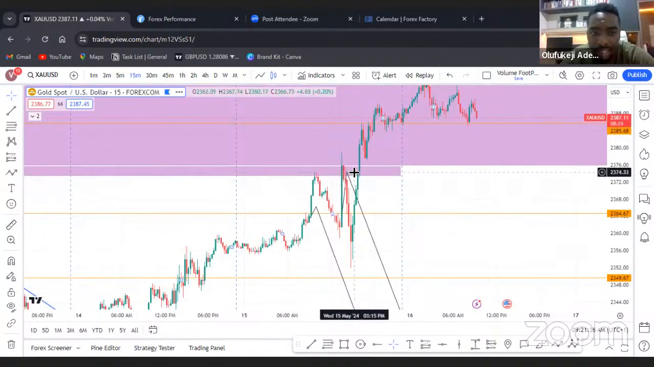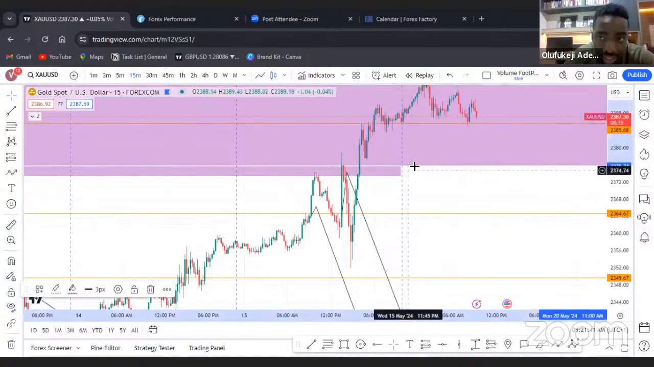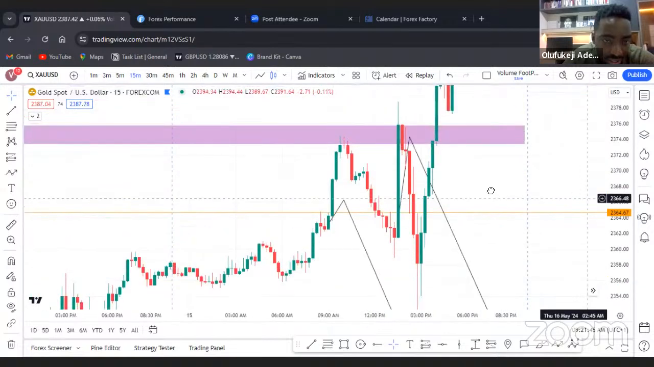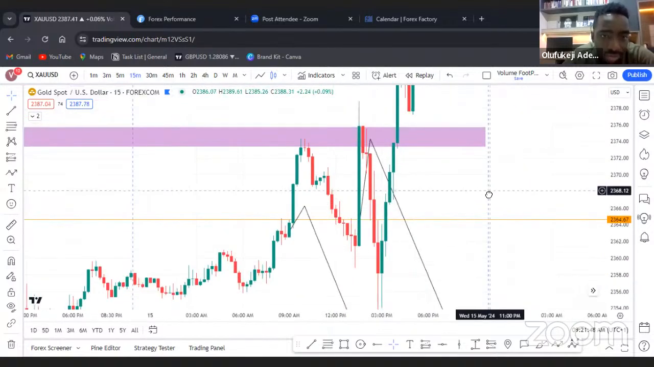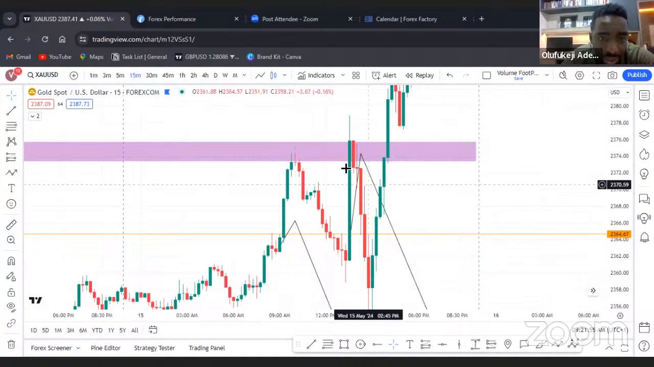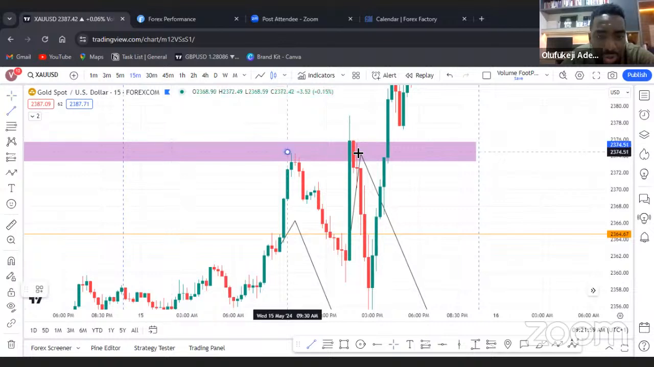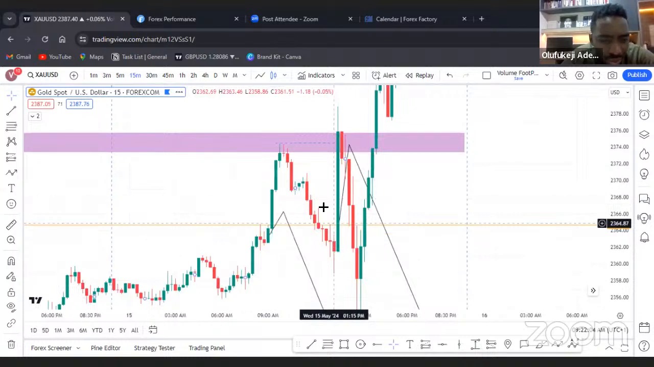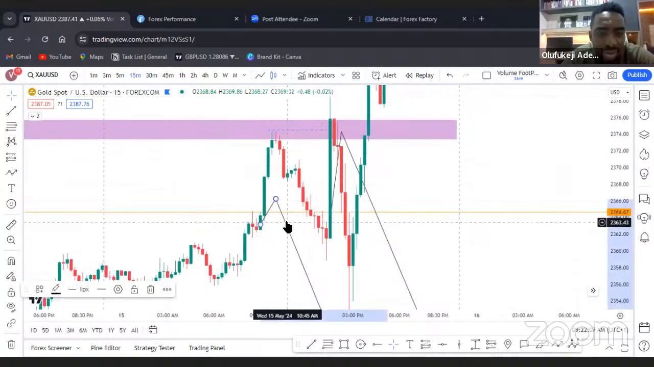I said that if price grabs the liquidity, let's zoom in. Okay. All right. So that's our left shoulder. That's our liquidity sweep, right? That's our break of structure to the downside. Please remove those schematics so that we can see clearly. Then look at our fair value gap.